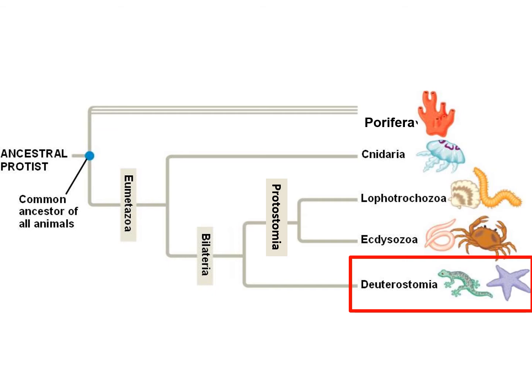So, as you can see, we are down here in the deuterostomes. We've already covered the porifera, so the sponges, the cnidarians, the lophotrochozoans, and the ecdysozoans. The two previous groups, the lophotrochozoans and the ecdysozoans, were the protostomes. Now we're covering everything that is going to be in the deuterostome category of animals.